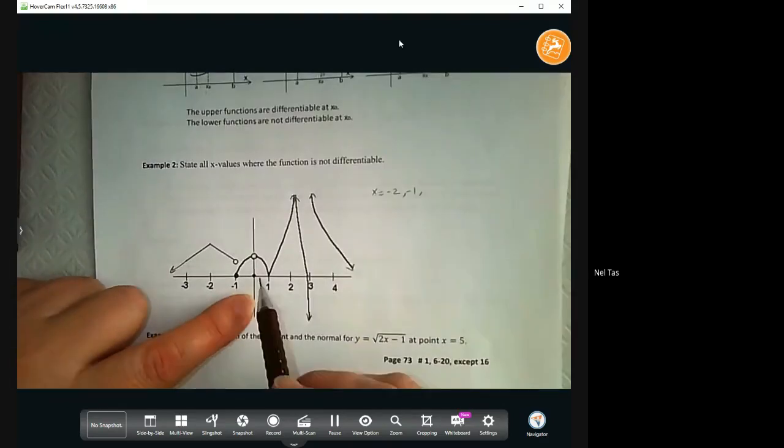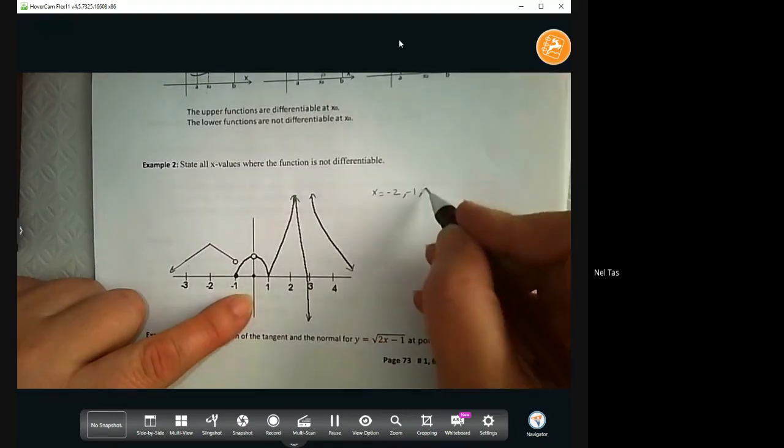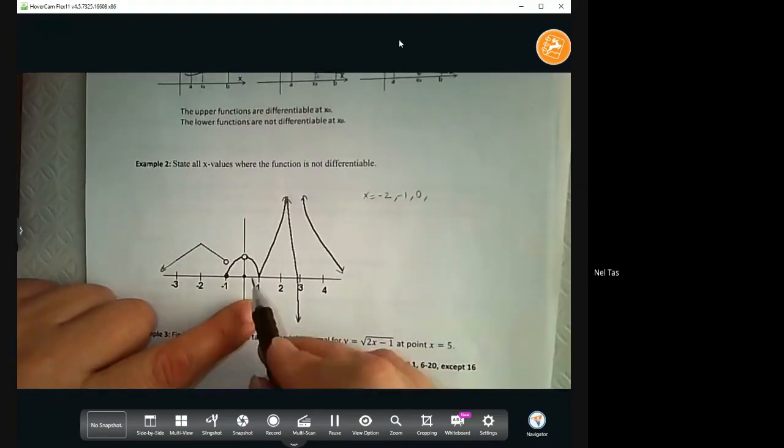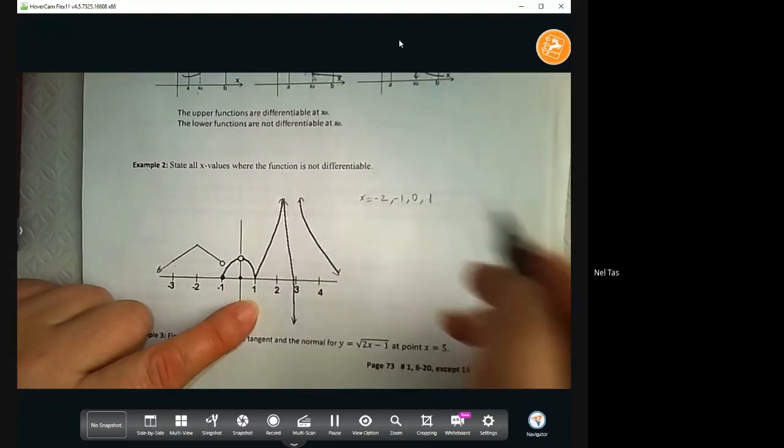So let's look at 0. It's not differentiable. Again, there is a discontinuity. X equals 1. We see a sharp corner, not differentiable at 1.